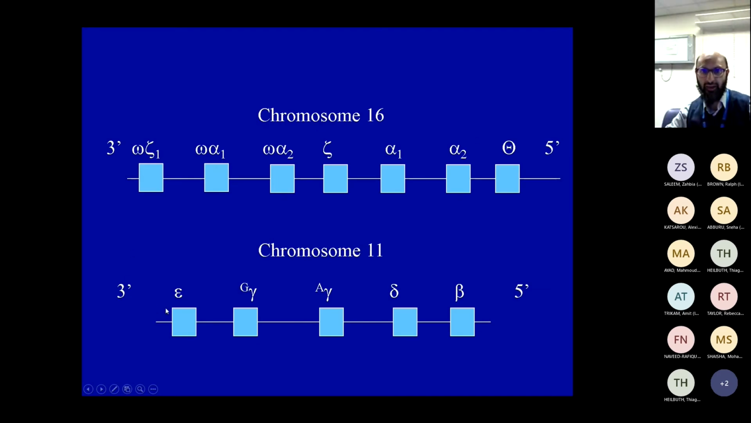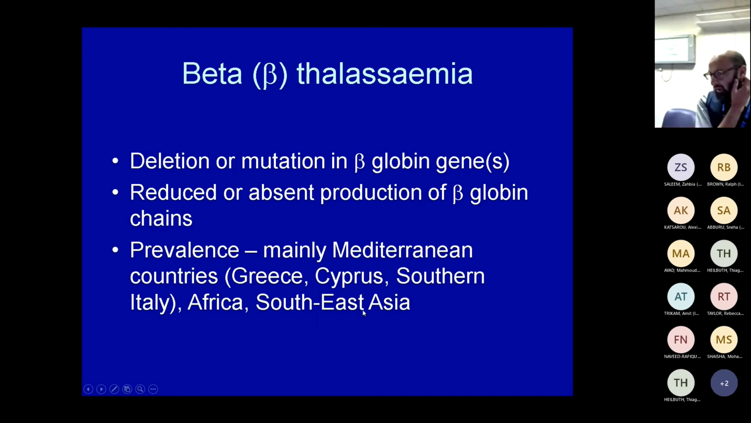And here's just a quick recap again about the globin gene clusters, which I've already spoken about earlier. So if we talk first about beta thalassemia and then about alpha thalassemia. Beta thalassemia is due to a deletion or a mutation in the beta globin genes, as we've already seen on chromosome 11, which results in the reduced or absent production of the beta globin chains. And the prevalence is mainly in the areas which I've shown previously on the map, but with reference to beta thalassemia in particular, the Mediterranean countries, Africa, and Southeast Asia.